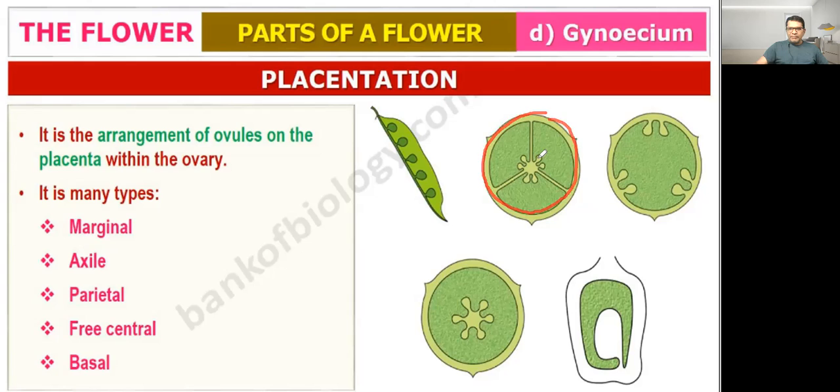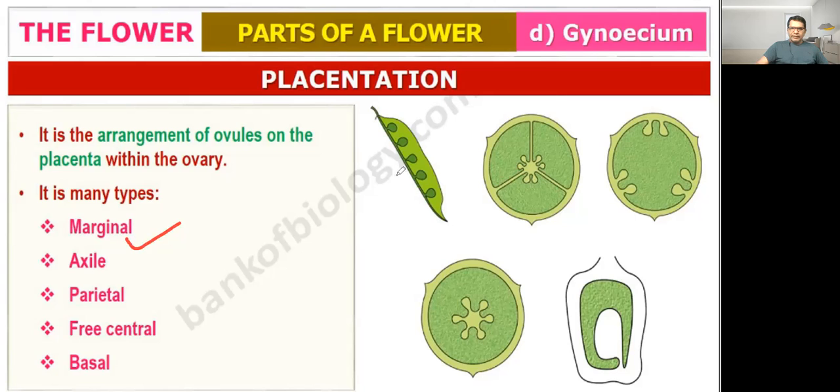So, what is the arrangement of these ovules? These are the placenta. How ovules are arranged along with the placenta within the ovary, that is called placentation. There are different types of placentation.